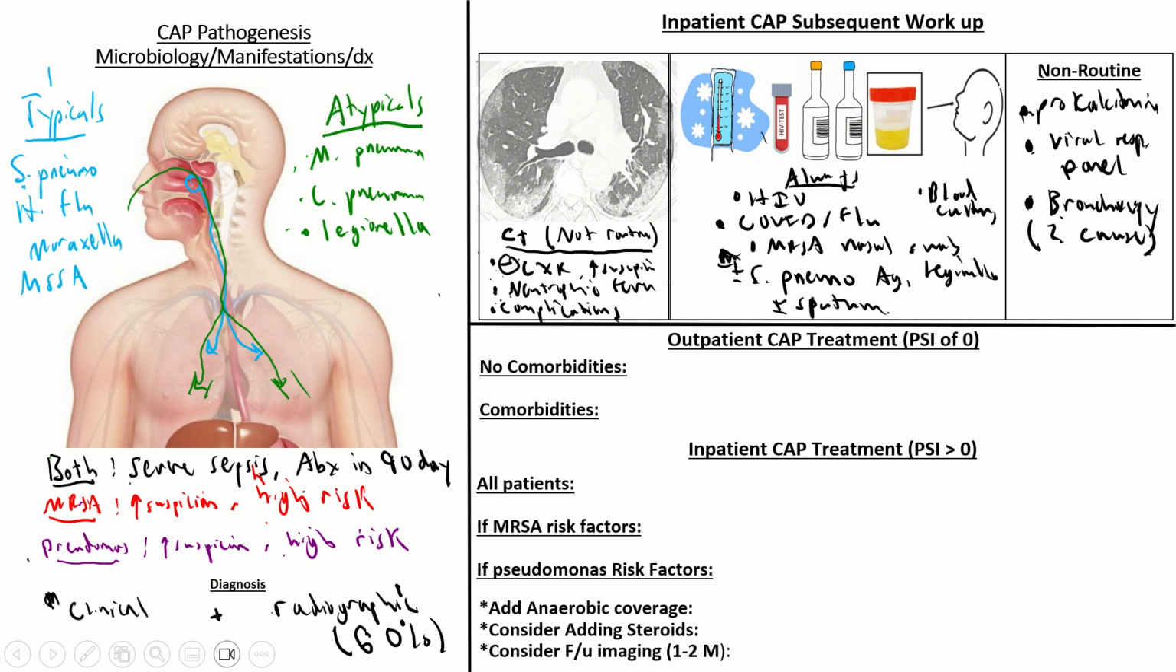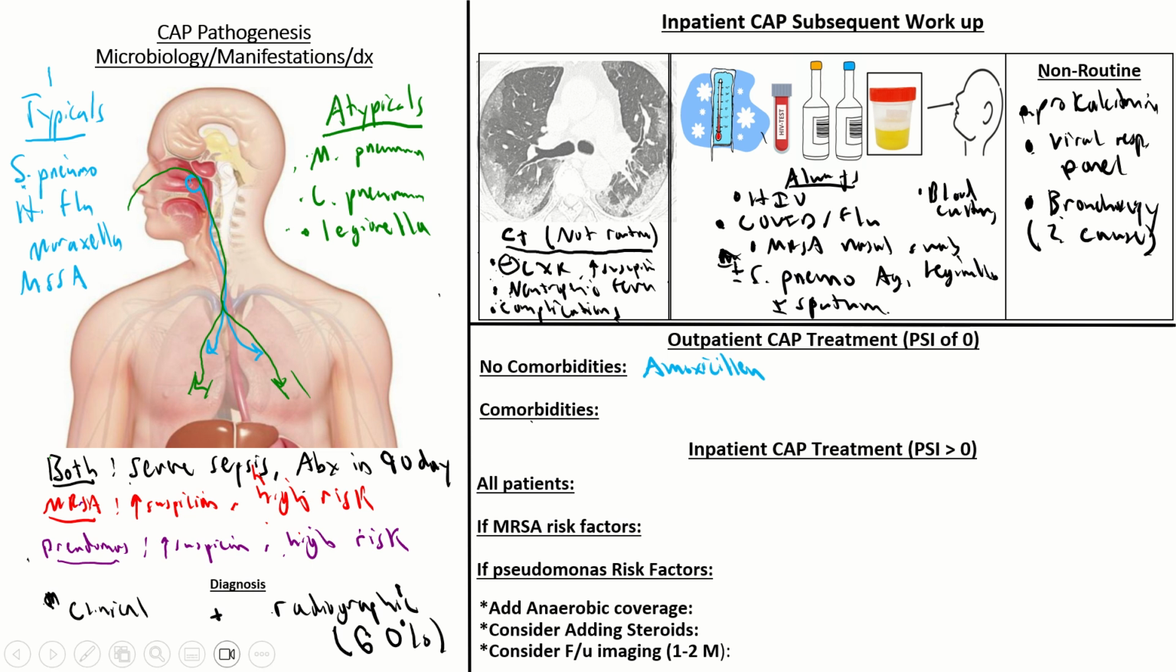So that gets to our last part, which is what is going to be our outpatient CAP treatment. So no comorbidities, and I'm going by MixAB IDSA here. No comorbidities. You have really two treatment options. One is going to be that high dose amoxicillin.